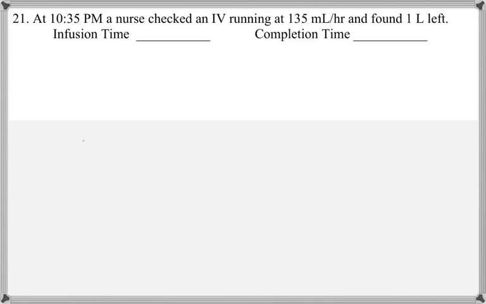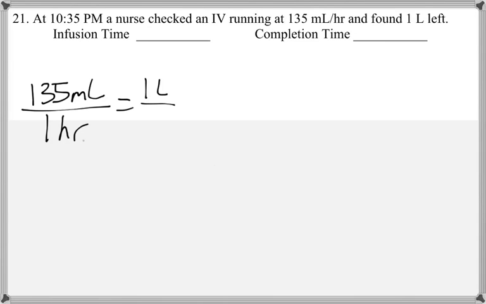21 says, at 10:35 p.m., a nurse checked an IV running at 135 mLs per hour and found 1 liter left. So to calculate the infusion time, we need to set up a proportion with the rate and the amount that we are infusing, which is 1 liter. So I'm going to convert that to 1,000 mLs and then solve the proportion.